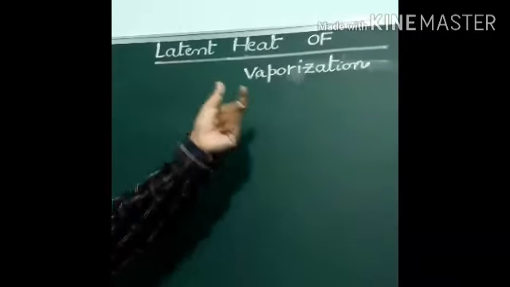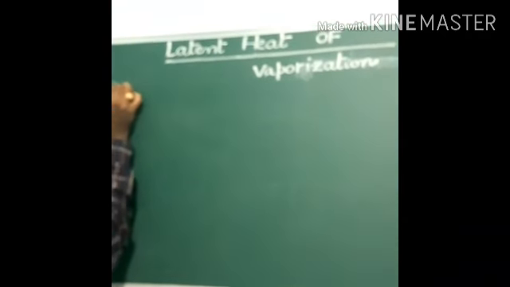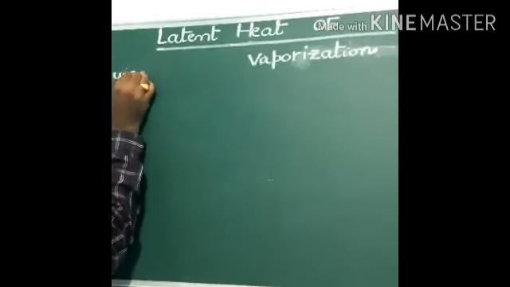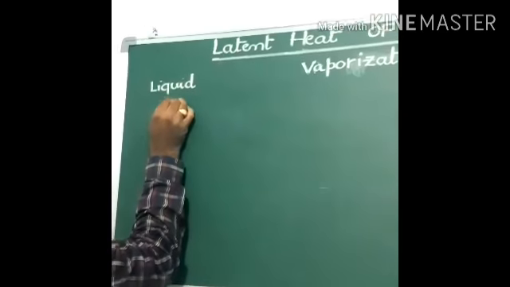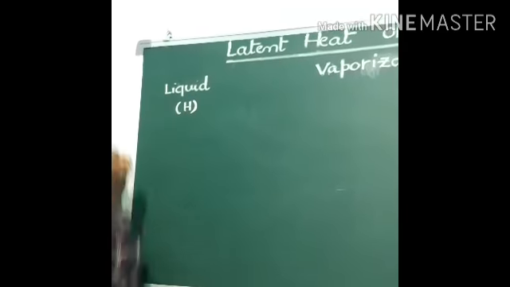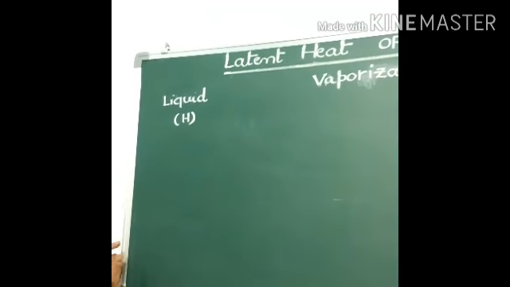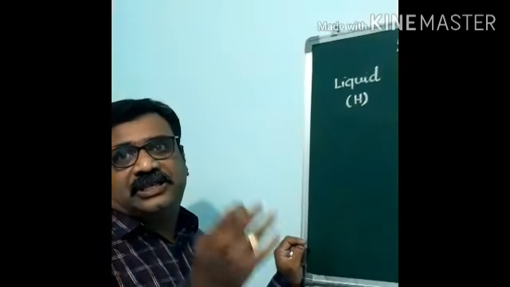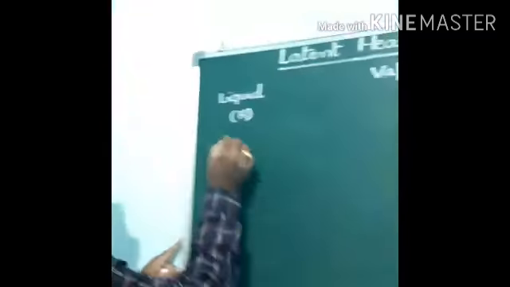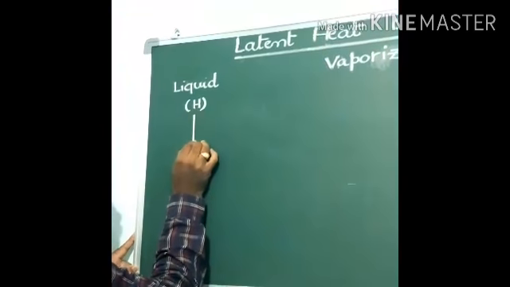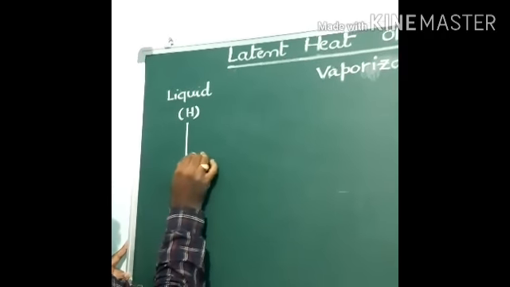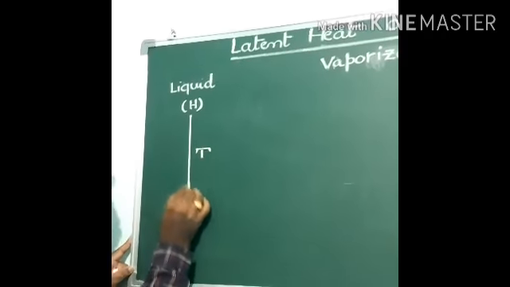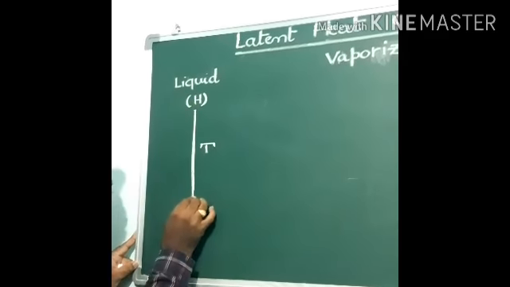Now latent heat of vaporization, another concept related to this lesson. So I have taken liquid. Heat is given to the inside particles of the liquid. What happens? Inside particles absorb heat and get vibration, and they get kinetic energy. Once they get kinetic energy, their temperature increases up to a particular point. At that point, what happens?